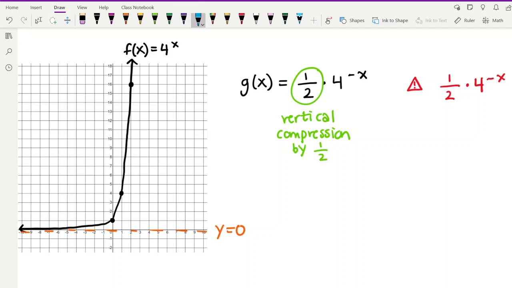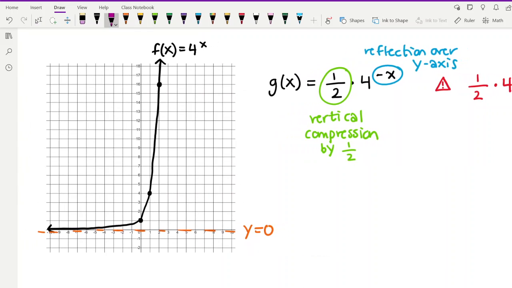And then what about this negative x? Well, when we're applying a negative sign to x, that means that it's going to be a horizontal reflection, a reflection over the y-axis. So we have multiple steps going on, but because one is horizontal and one is vertical, they're not going to really affect each other. So we can actually do them at the same time. What we're going to do is take each of these points that we've identified on our original function. We're going to multiply the y coordinate by 1/2 to get that compression. And then we're also going to flip the point over the y-axis in order to get the horizontal reflection.